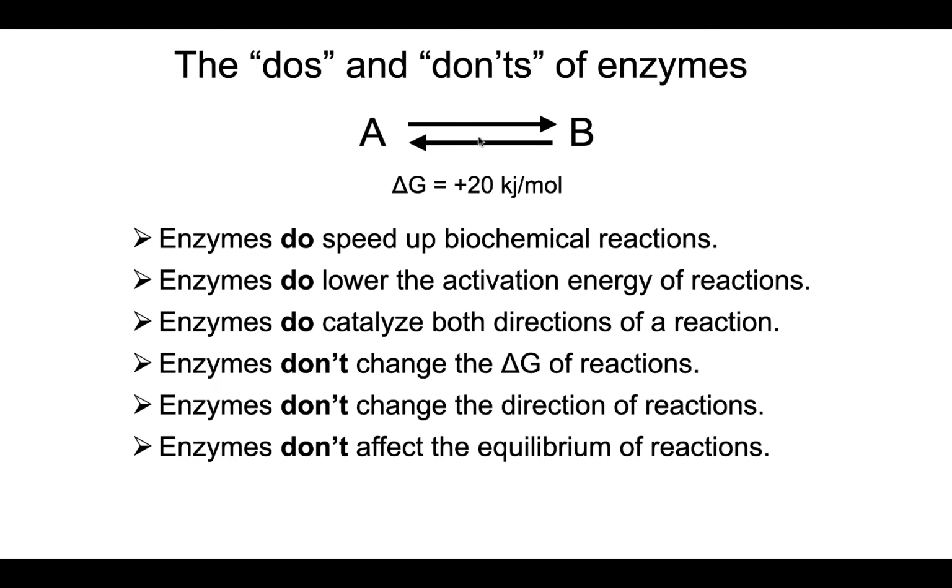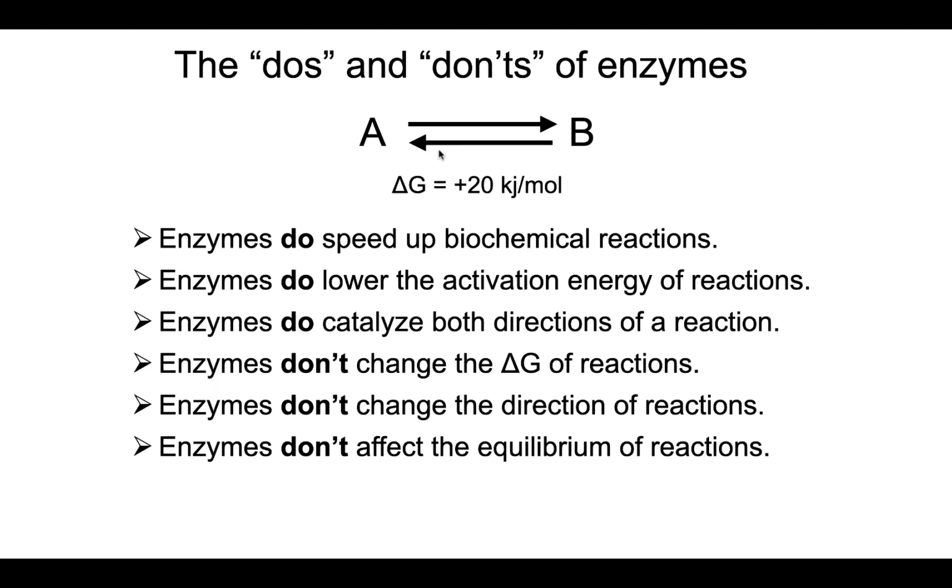If we have a reversible biochemical reaction between A and B, and it's catalyzed by an enzyme, there are certain things that enzymes can do and certain things that they can't do. So here we have this hypothetical reaction. Here it has a delta G of positive 20 kilojoules per mole. And the absolute first thing that you have to know is, if the delta G is positive, what does that mean about this reaction? Does it mean that it goes in the forward direction? Does it mean that it goes in the reverse direction? Does it mean that it just doesn't go at all?